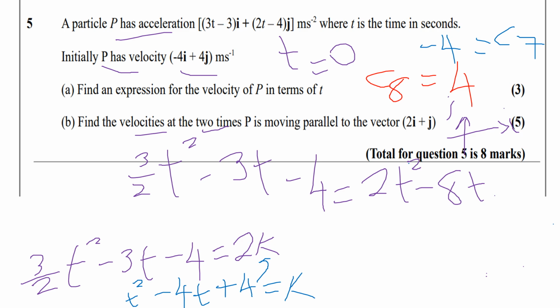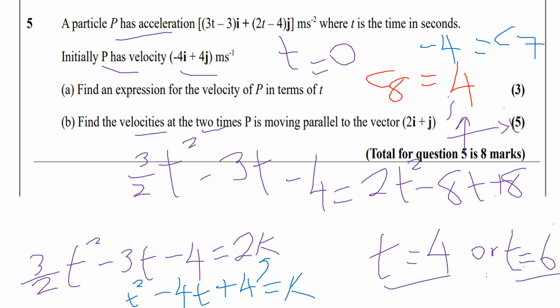Sorry, I've probably missed out some steps here. But when you do it, your solutions are t equals 4 or t equals 6. When you rearrange the quadratic, make it equal to 0, factorize, complete the square, or use the quadratic formula. But those are my two times when P is moving parallel to the vector 2i plus j.